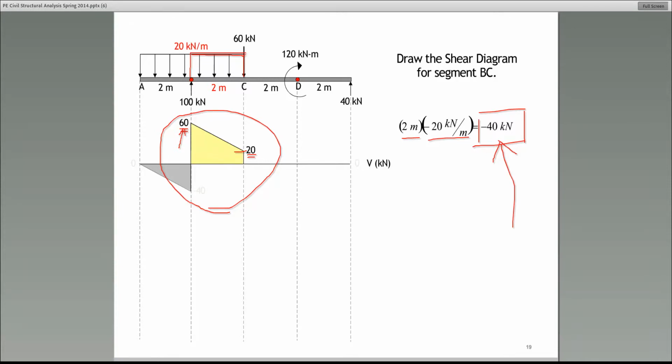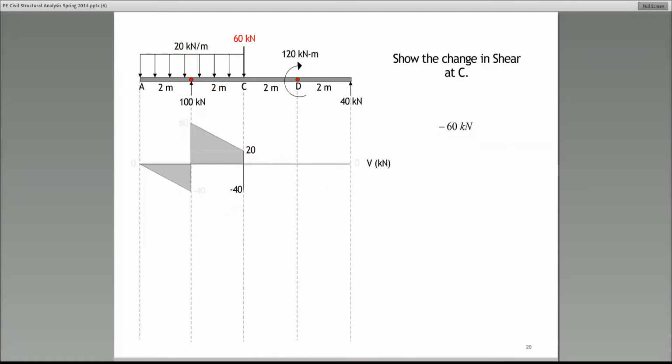Now, what happens at the point C? At the point C, please pay attention. There is a concentrated load of 60 kilonewton. Now, because of the graph here, that's easy to miss. My recommendation is don't miss it. So the effect of that 60 kilonewton concentrated load at the point C is a net change in shear of 60 kilonewtons in the negative direction because it is acting in the negative direction.